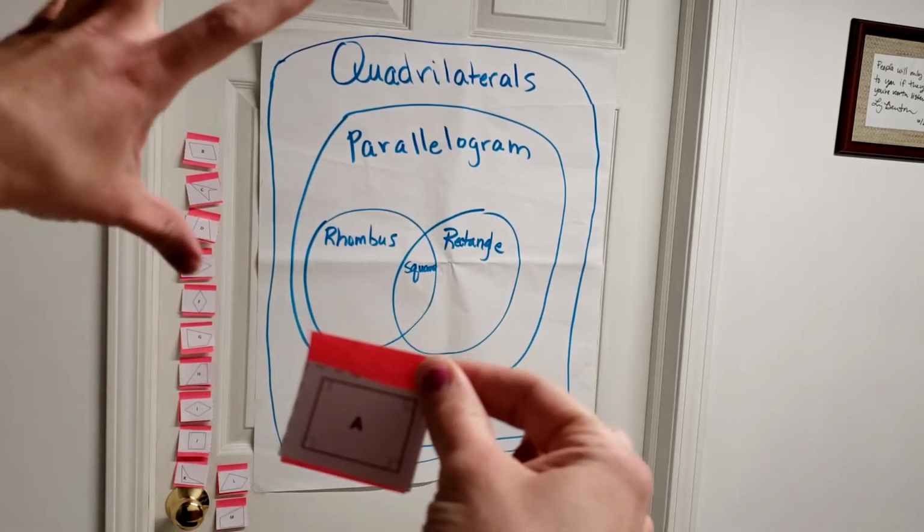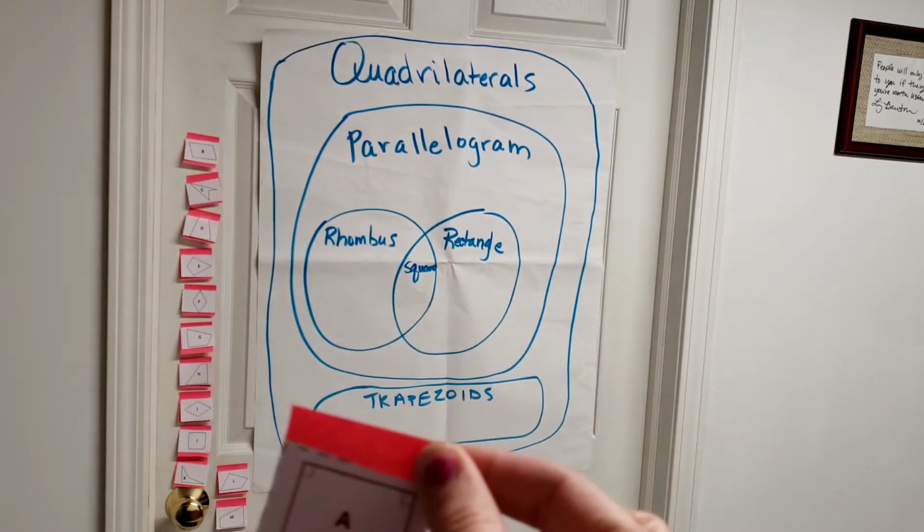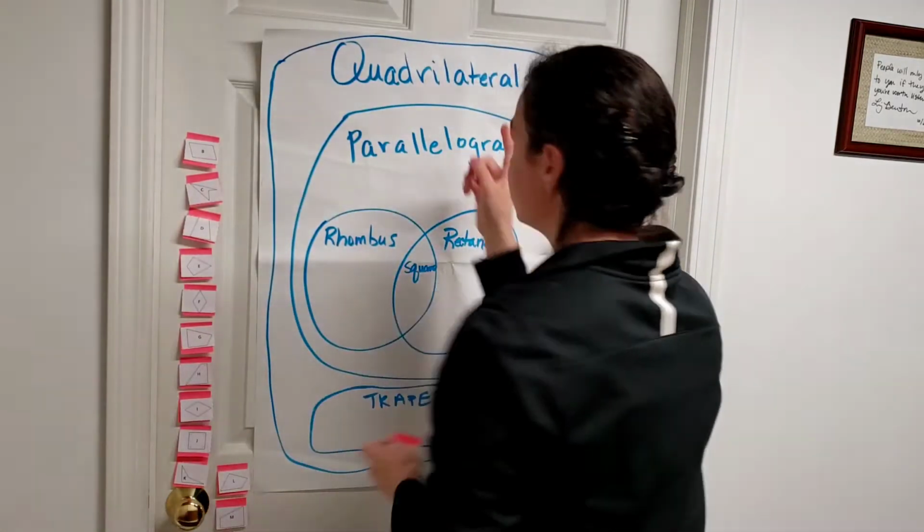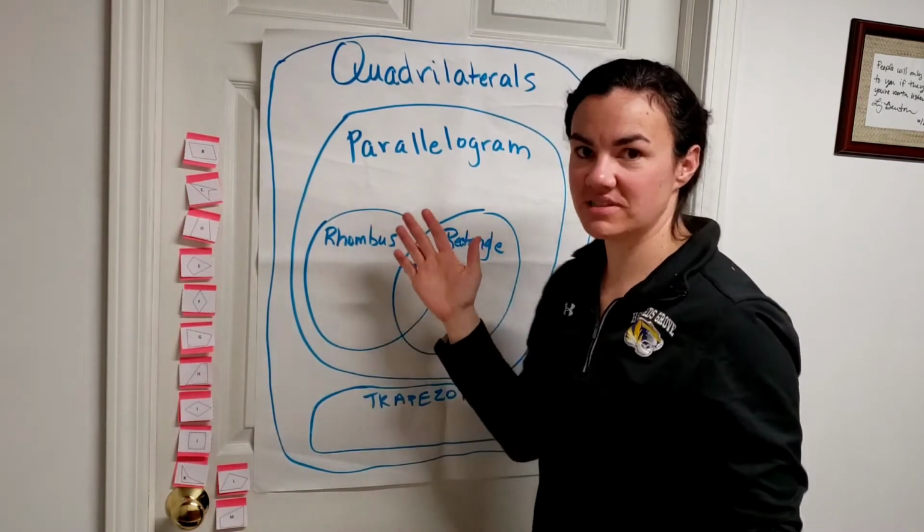I'm going to go ahead and explain our quadrilaterals, and we're going to go through the properties and know where they belong, and we're going to sort them and organize them. Okay, here we go. So here's our quadrilateral family.